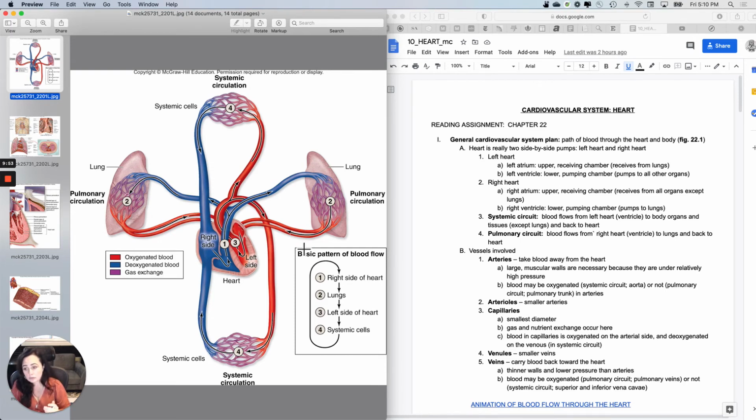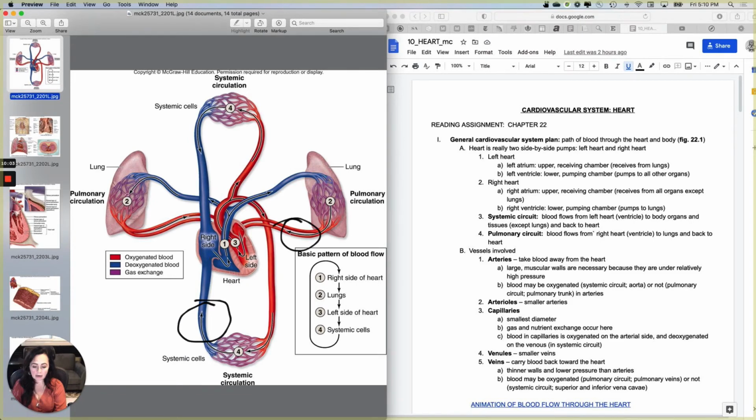Then the venules are very small veins. They are carrying blood back toward the heart. They're usually too small to name. And then the veins are, by definition, carrying blood back toward the heart. And again, it does not matter if the vein is carrying oxygenated or deoxygenated blood. It's a vein by virtue of carrying blood toward the heart.